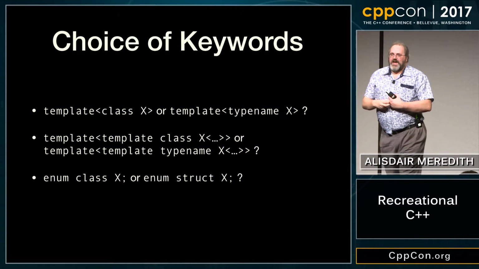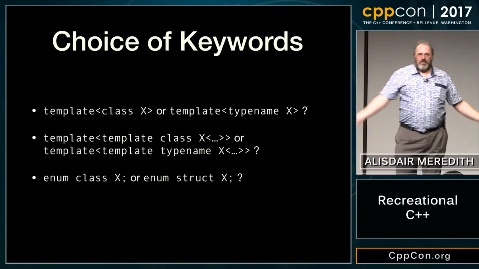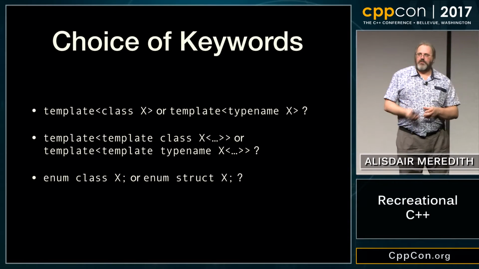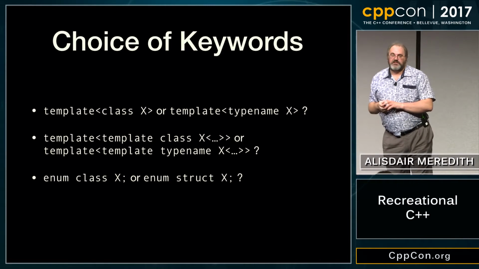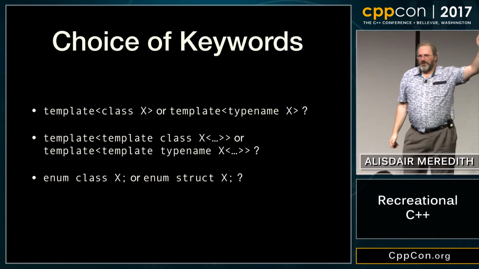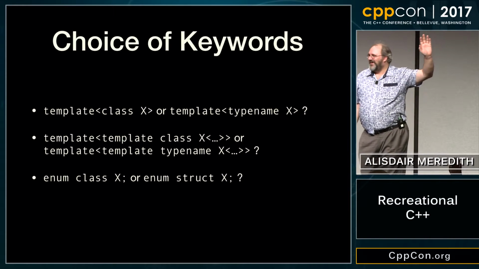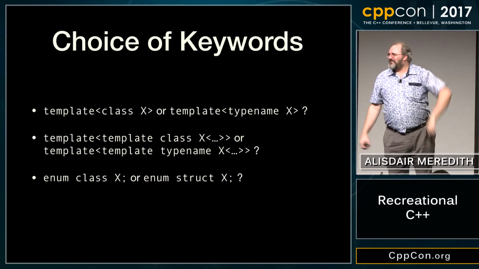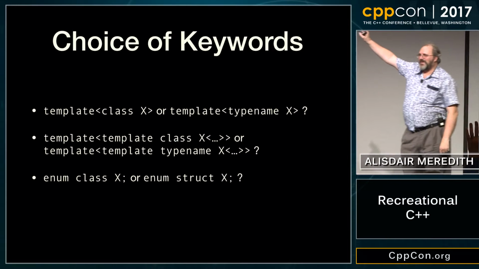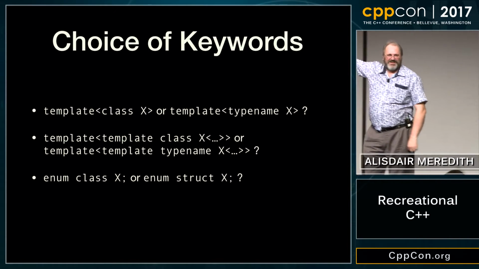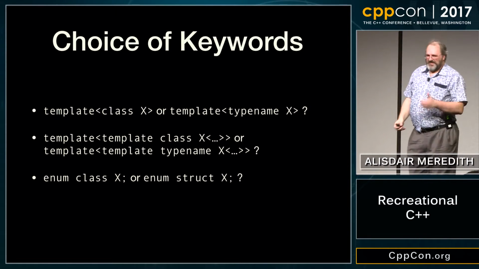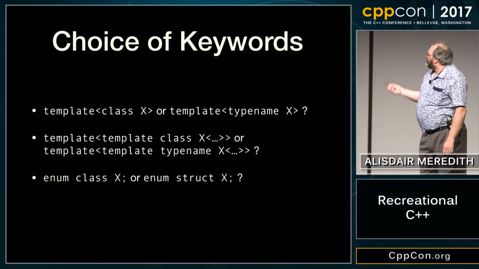For any enum class, do I use enum class that was always proposed in the paper, or the equivalent enum struct just because I can? Who prefers enum class? About 80% of the room. Who would still rather use enum struct because they can? Okay, I see about half a dozen hands there.